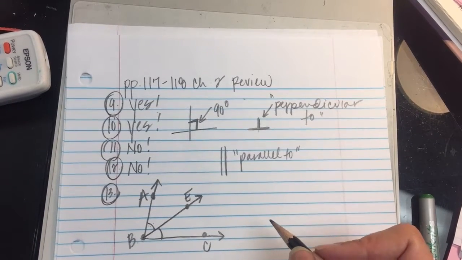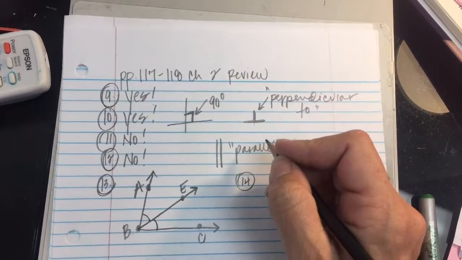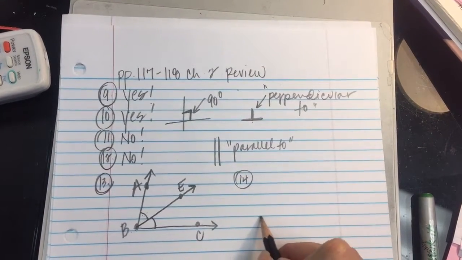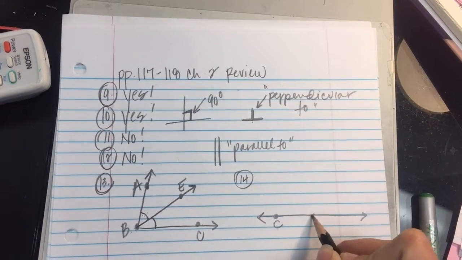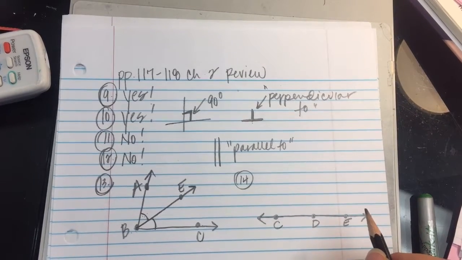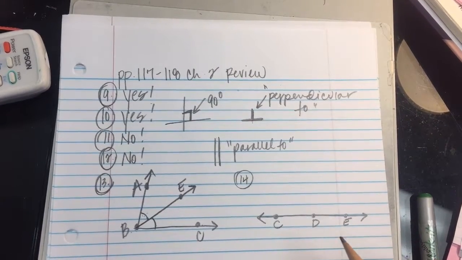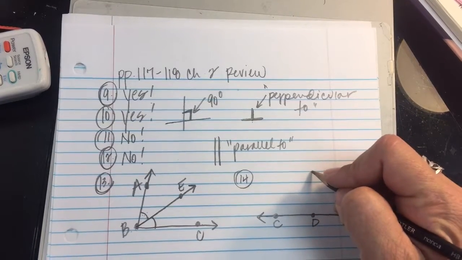Number 14 wants angle CDE as a straight angle. Well, a straight angle is a line. So I just need to name it CDE. That's a straight angle. And it needs to be bisected by line DK.